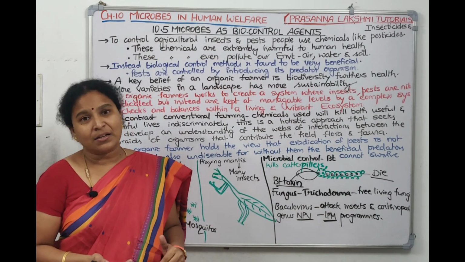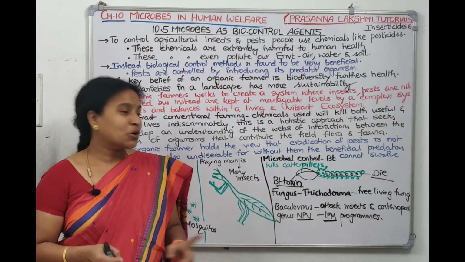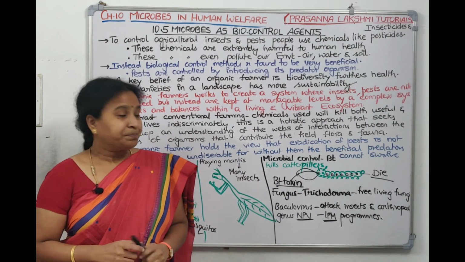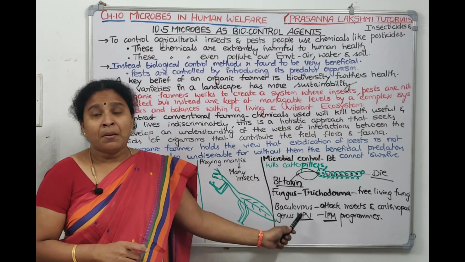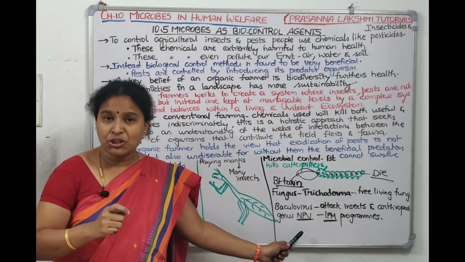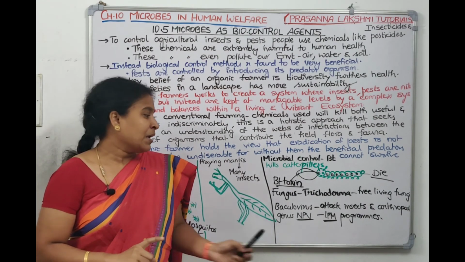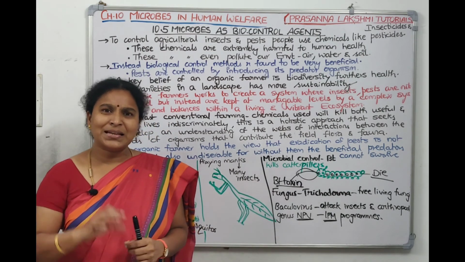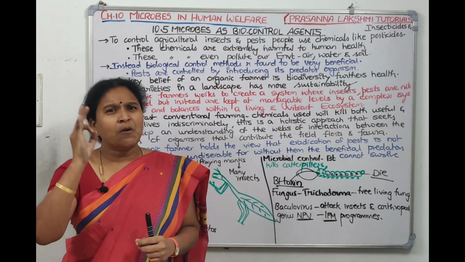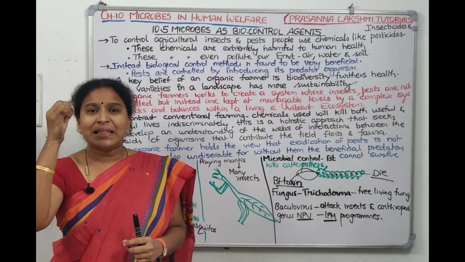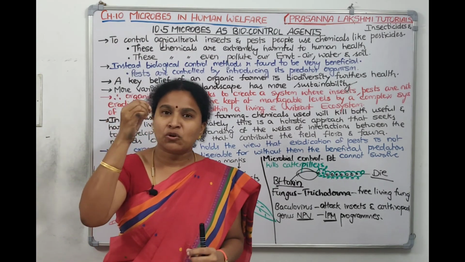Now coming to virus, there is a virus which is called baculovirus. Under baculovirus there is a genus which is called NPV, nucleopolyhedrovirus. Now this nucleopolyhedrovirus is species specific. It's a very narrow spectrum insecticide. Means only that particular type of insect it will kill.